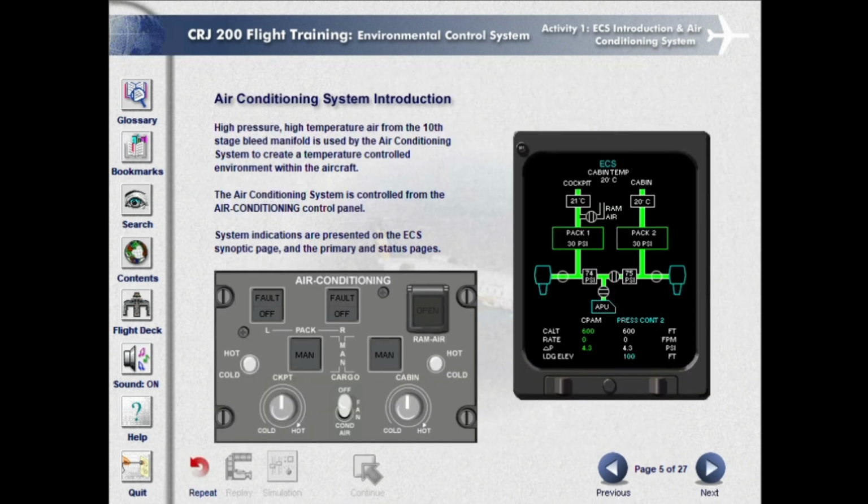Air conditioning system introduction. High pressure, high temperature air from the 10th stage bleed manifold is used by the air conditioning system to create a temperature controlled environment within the aircraft. The air conditioning system is controlled from the air conditioning control panel. System indications are presented on the ECS synoptic page and the primary and status pages.